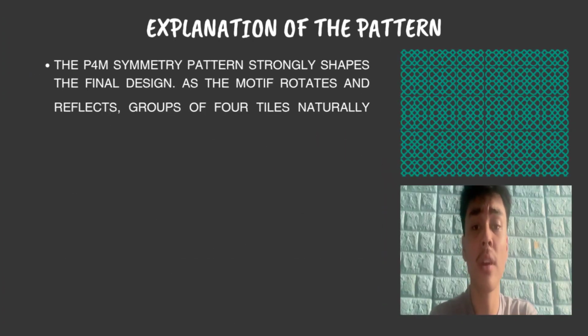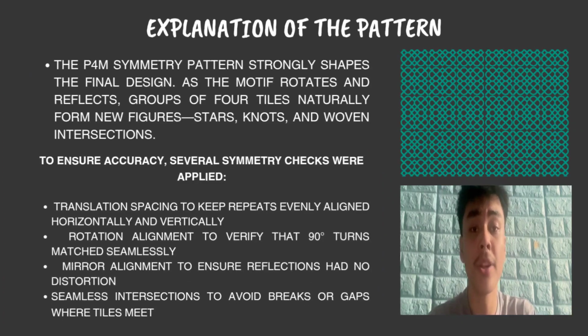Now let's break down the effects of using a P4M pattern on our final design. One of the best things about P4M is how it creates unexpected shapes. When the motif rotates and reflects, four tiles come together to form a new figure that looks like a star, a knot, or a woven intersection. These shapes weren't drawn intentionally. They appear naturally because of mathematical repetition.